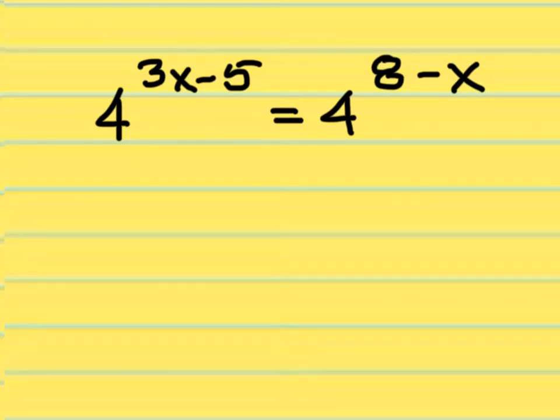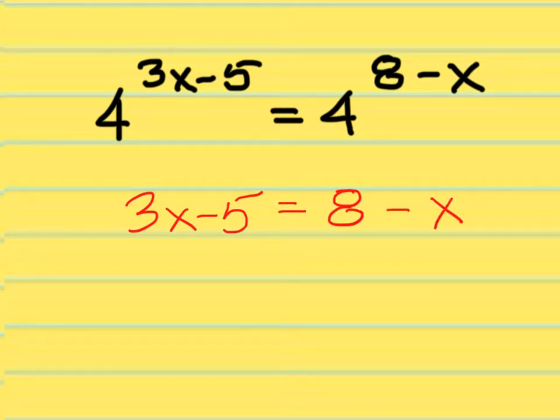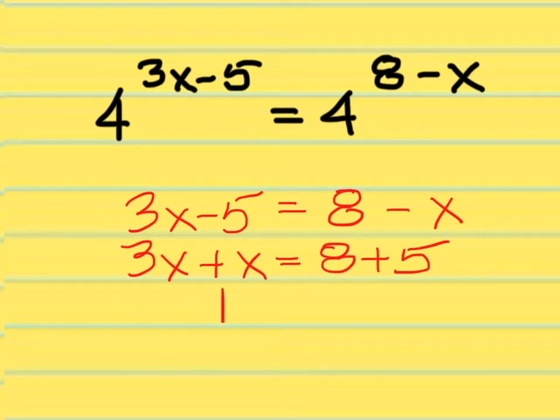We have 4 to the 3x minus 5 power, and it is equal to 4 to the 8 minus x power. Your bases are the same. Therefore, you set the exponents equal. 3x minus 5 equals 8 minus x. And then solve for x. Move your minus x to the left, change the operation, and the minus 5 to the right, change the operation. You get 4x equals 13.